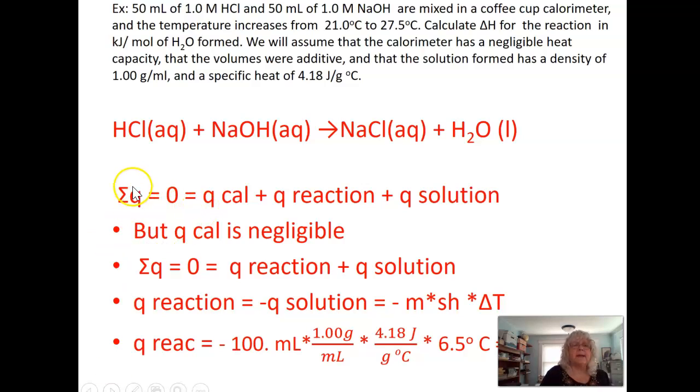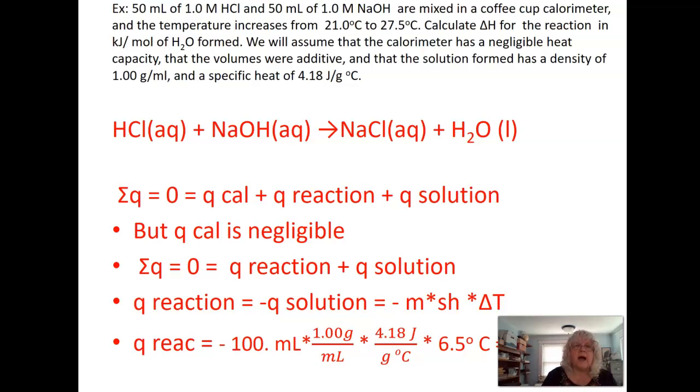So the assumptions that we're going to make here are that the sum of the heats adds up to 0. And my heats are the heat that would be absorbed by the calorimeter plus the reaction plus the solution. Those all have to add together to be 0. And you can see, though, that one of the assumptions we made was that the calorimeter's heat is negligible. So if I get rid of that term, then the sum of the heats are still 0, but all I have is the heat released or absorbed by the reaction and the solution. So I can set one equal to the negative of the other, and then I can plug in the data from the paragraph that you have up there.